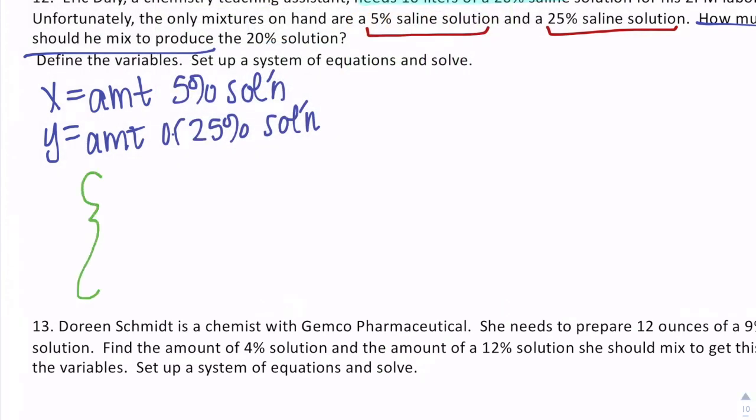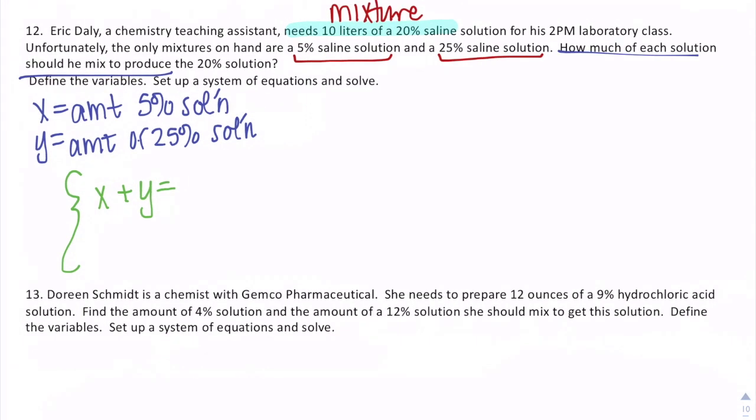So our first equation is going to be adding up the amounts. X plus y equals, how much does he actually want of the mixture? He wants 10 liters of the mixture, so 10.